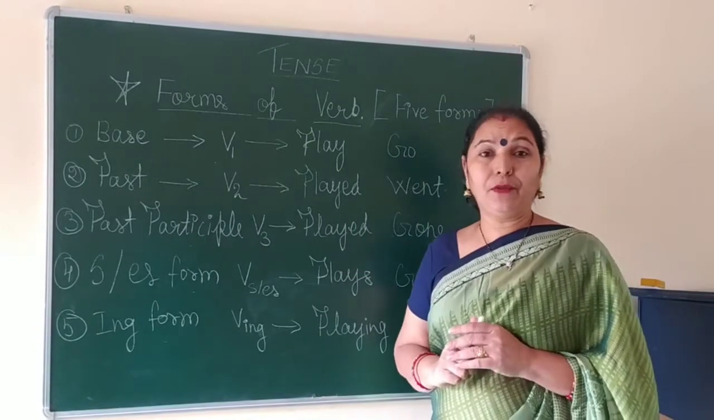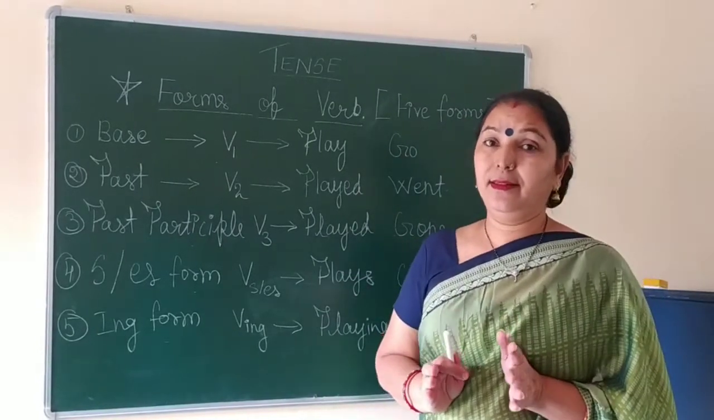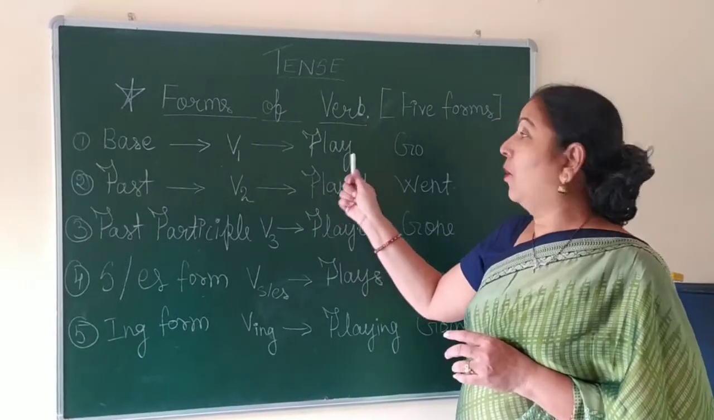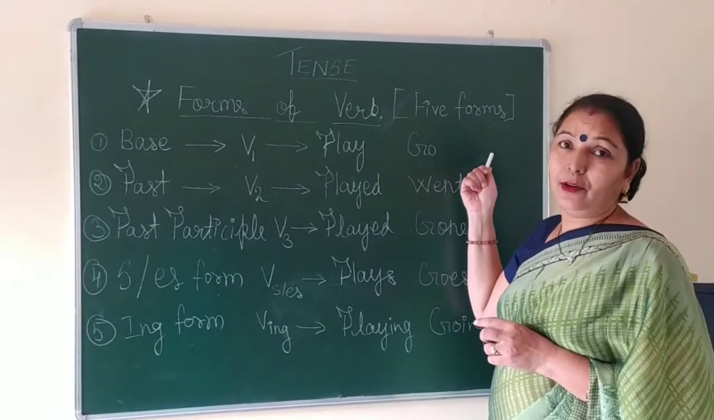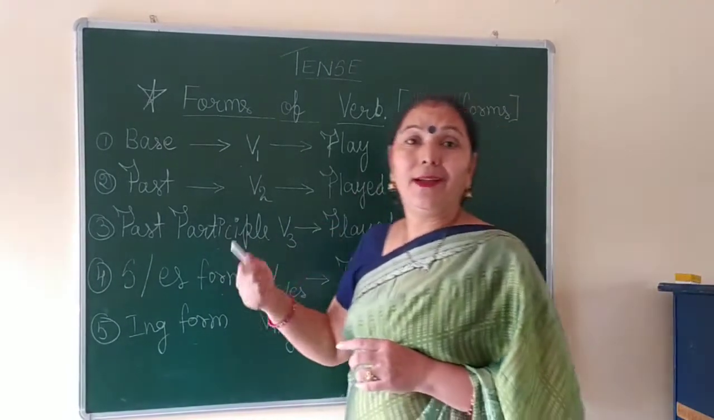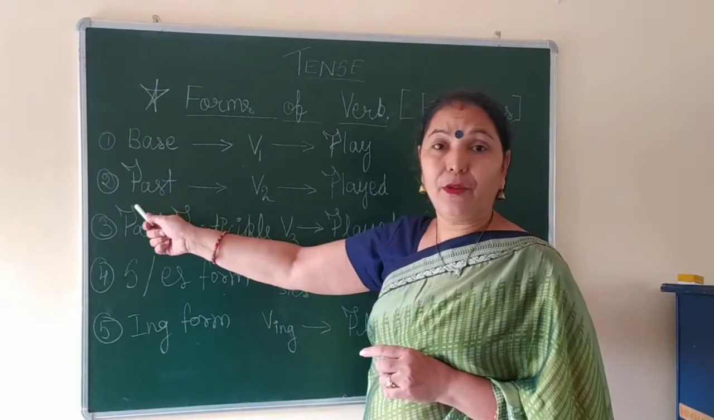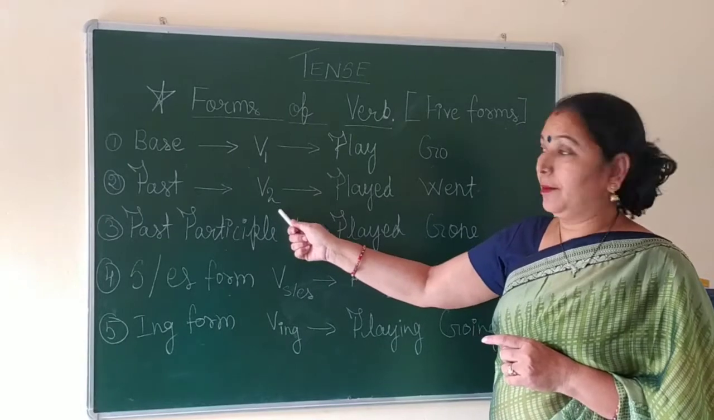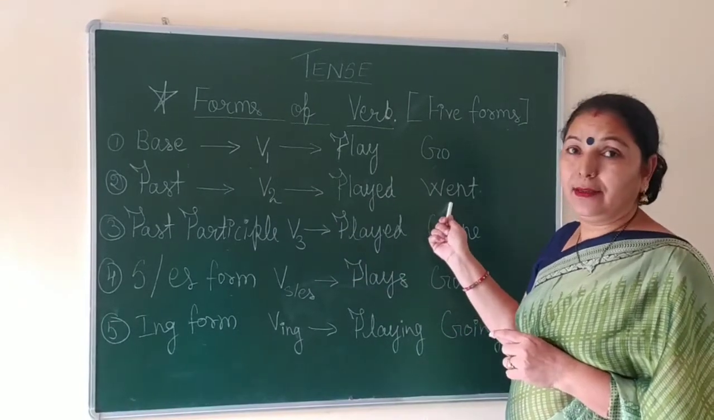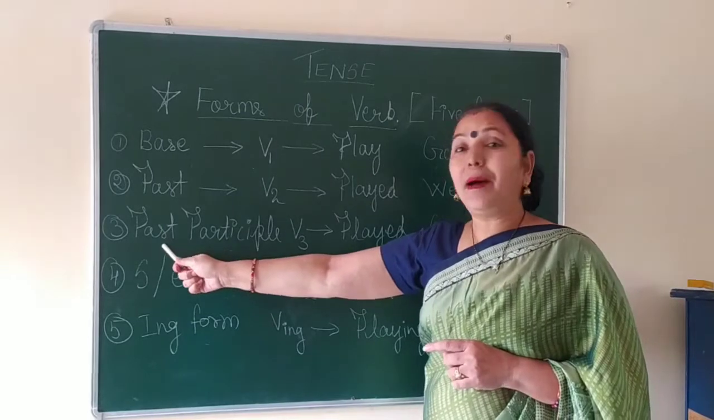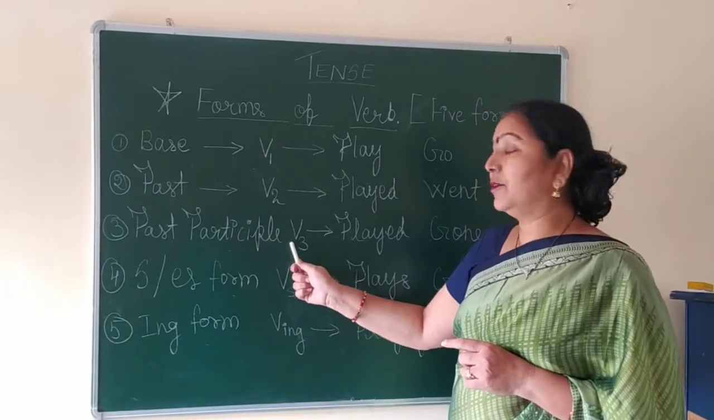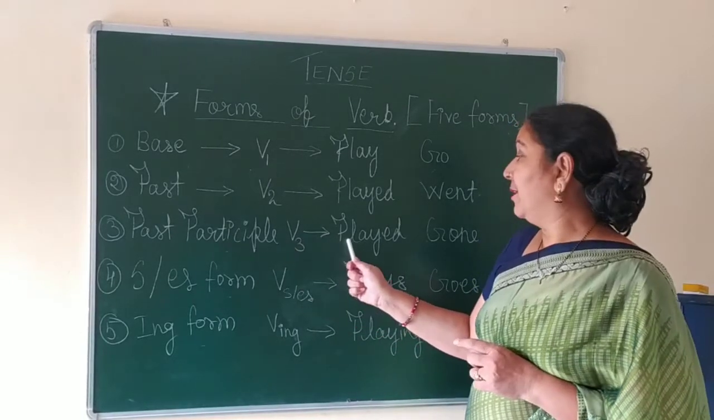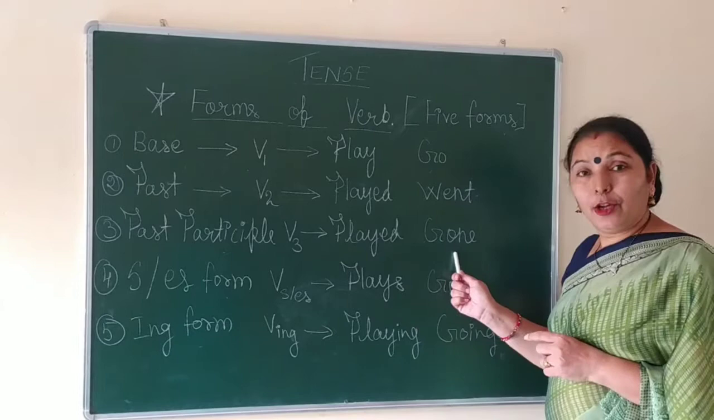If we talk about the base form which is used in present tense, that is V1. This is called base form. For example, play, or we can say go. There may be any other verbs also, like drink, write, like this. Coming to the second form, that is past tense. That is called second form of verb, that is V2. Example, played, went. Coming to the third one, that is past participle form, and it is called V3. That means third form of verb. For example, played, or you can say gone.